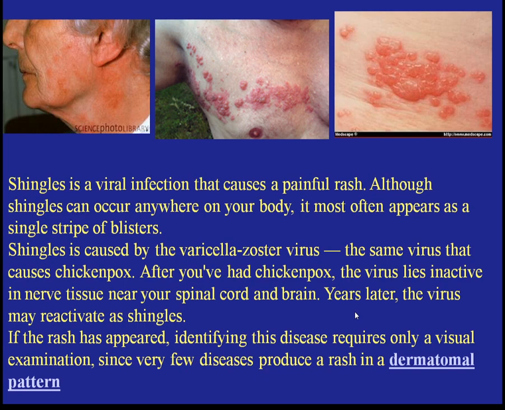For example, in the spinal ganglion or sensory cranial nerve ganglia, for example, the trigeminal ganglion. So, spinal ganglia are affected and the trigeminal ganglion can be affected. Years later, the virus may reactivate as shingles. If the rash has appeared, identifying this disease requires only a visual examination, since very few diseases produce a rash in a dermatomal pattern. So, in this case, for example, we know this is level TH3, because the mammillary line is TH4. This is TH3. So, the affected spinal ganglion is the TH3 spinal ganglion.